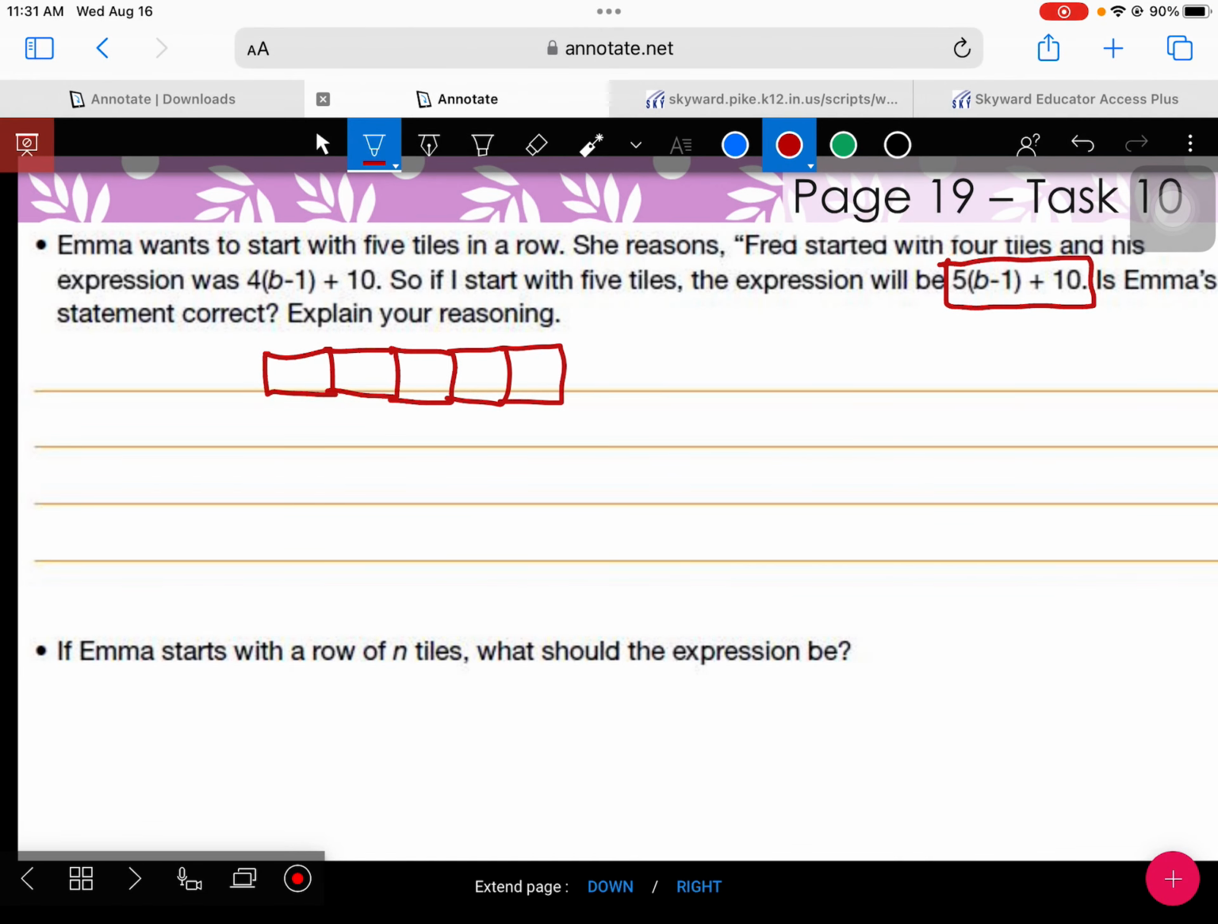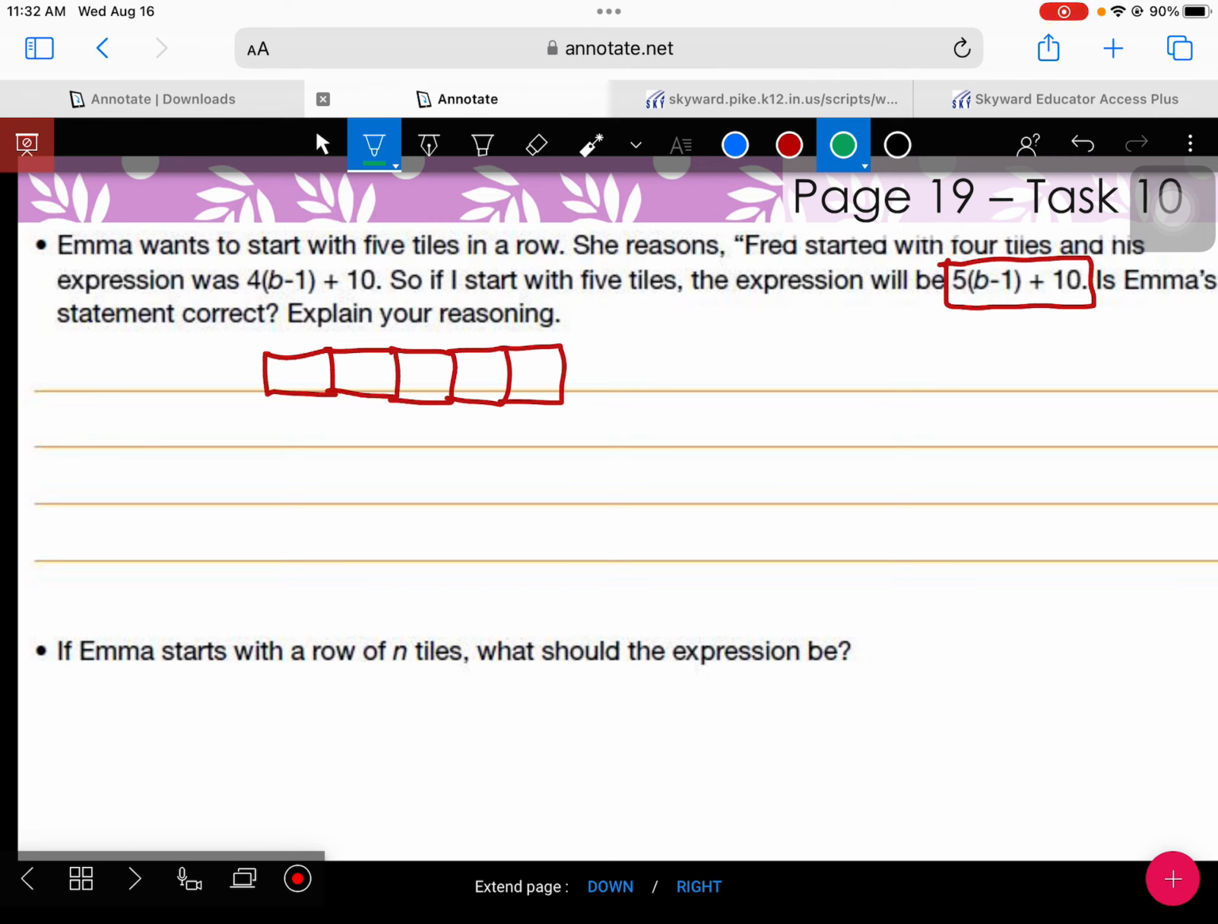So Emma is doing a similar pattern, but she's going to start with 5 tiles in the middle. She thinks that her expression is going to be 5 times b minus 1 plus 10. Is she correct? And explain your reasoning.